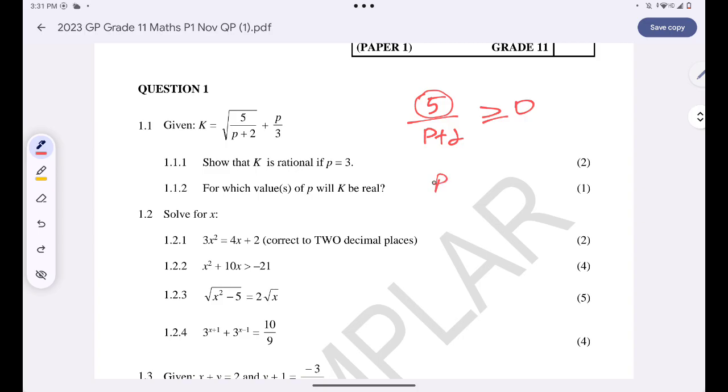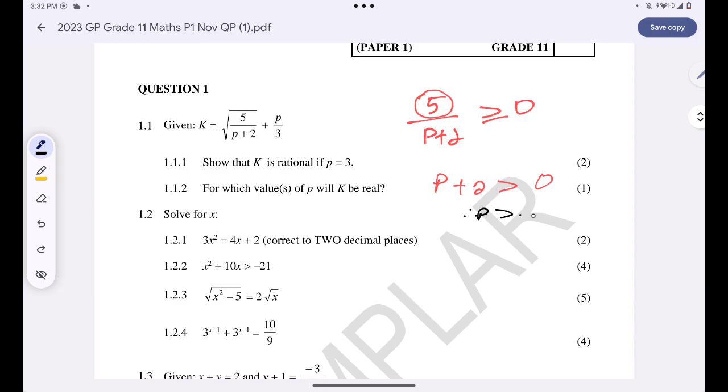At my denominator I have p plus 2. This is greater than 0. Please guys, don't confuse yourself by putting in greater than or equal to. Why am I saying that? Because this thing is at the denominator, it cannot be equal to 0. If it was at the numerator, yes, you would say greater than or equal to 0. But p plus 2 is at the denominator, so it cannot be equal to 0. So we'll just leave it as p plus 2 is greater than 0.